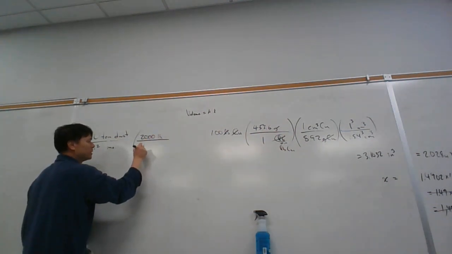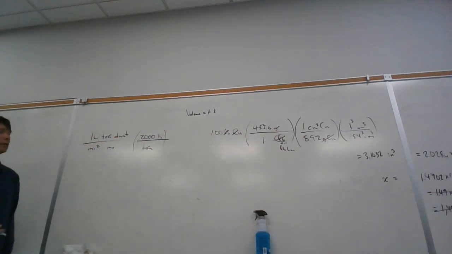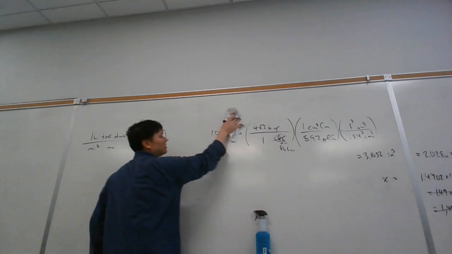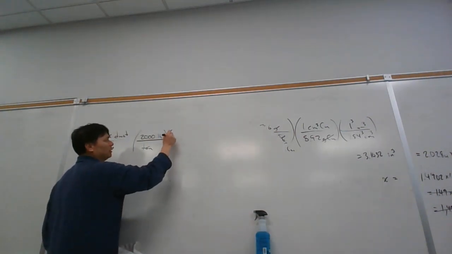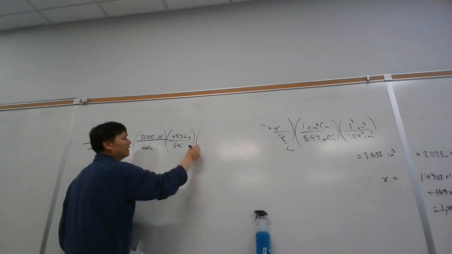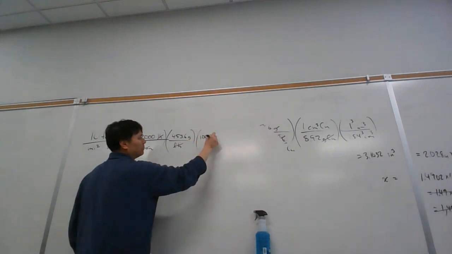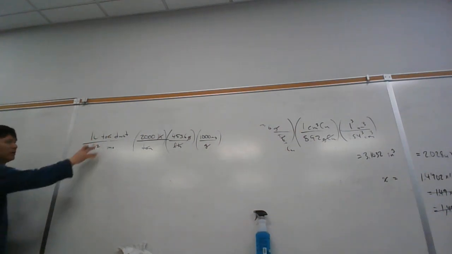2,000 pounds in a US ton. So that gives me pounds of dust. And then I want to go to milligrams of dust. So I'll go from pounds to grams. That's 453.6 grams per pound. That gives me grams of dust. And then finally, 1,000 milligrams per gram. And that gives me milligrams of dust. Okay, so I have milligrams of dust on the top.